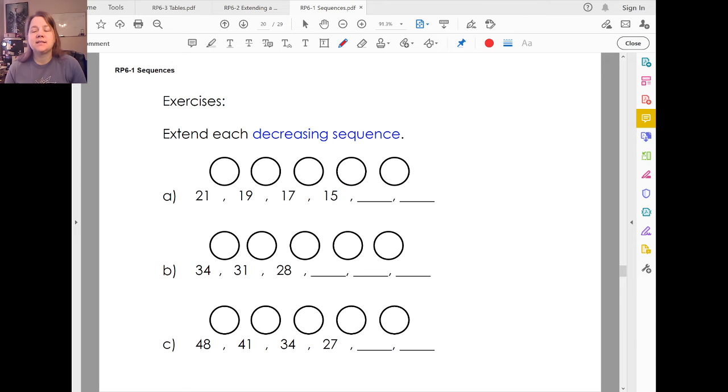Go ahead and extend each of these decreasing sequences, and we'll talk about it when you come back. Welcome back. 21 minus 19 is 2, so it's changing by minus 2. 19 to 17, that's also minus 2, minus 2, minus 2. 15, 13.